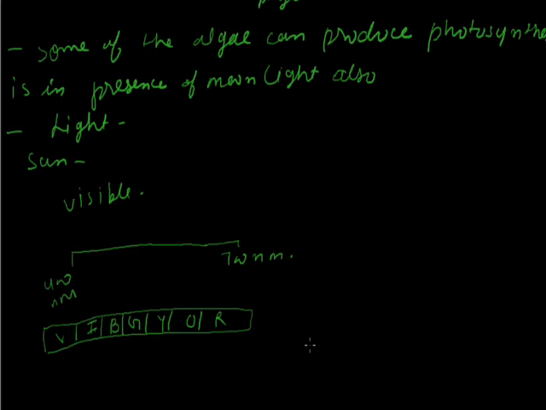VIBGYOR, we know this. V will be violet, I will be indigo, B will be blue, G will be green, Y will be yellow, O will be orange, and R will be red. So if I start the range from 400 nanometer, there will be violet light, and at 700 nanometer there will be red light.